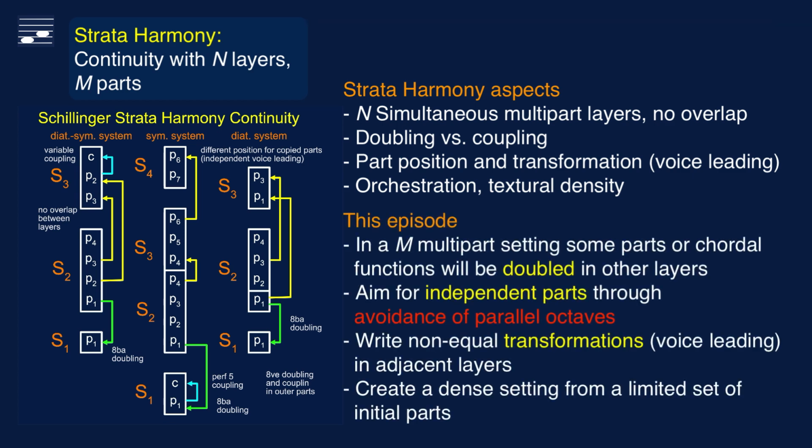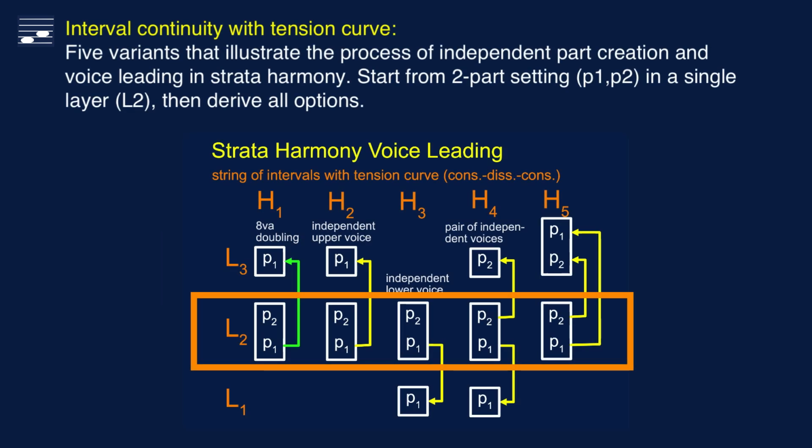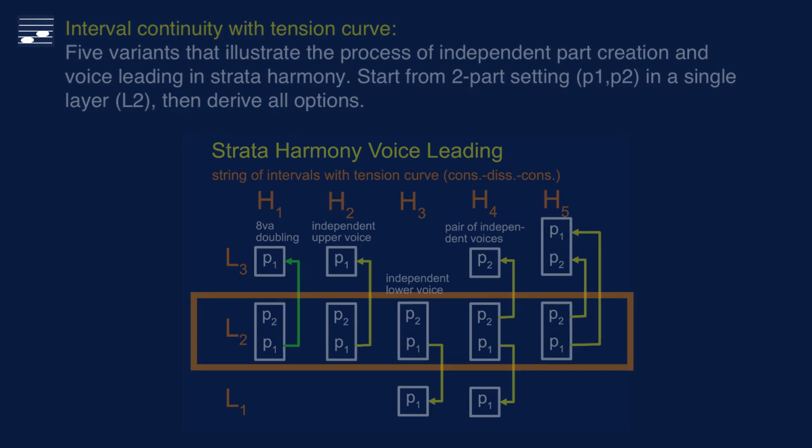In this episode, the focus is on how to achieve independent parts when doubling a chordal function from an existing layer to a new layer. We'll try and avoid parallel octaves through appropriate transformations and create new layers from a limited initial set of parts. I'll discuss many examples, but we start with strata harmony derived from a given two-part interval continuity. That is the layer L2 in this diagram. That will return in 5 different strata harmony settings. You'll learn all derivative part options for this case.